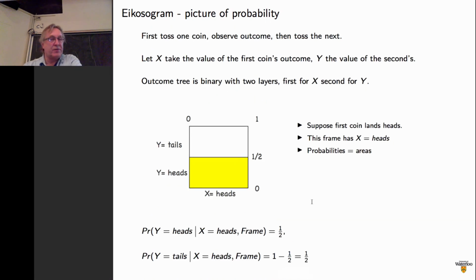So if I toss the first coin, let's assume that I get heads. So now I'm just looking at, if I've got heads, the second coin, y, gets heads with probability 1/2 and tails with probability 1/2. So this picture now represents this symbolic statement. Probability of y is heads, given x is heads, and this frame is 1/2, right? Also, the probability y is tails, given x is heads, and this frame is 1 minus 1/2 or 1/2. So this picture matches exactly this symbolic representation.